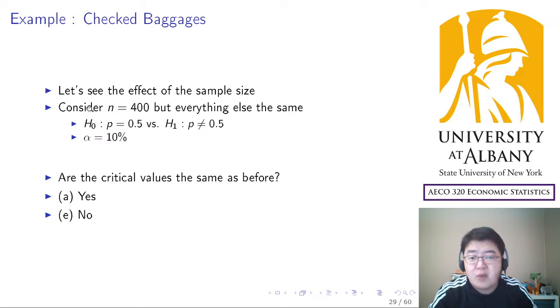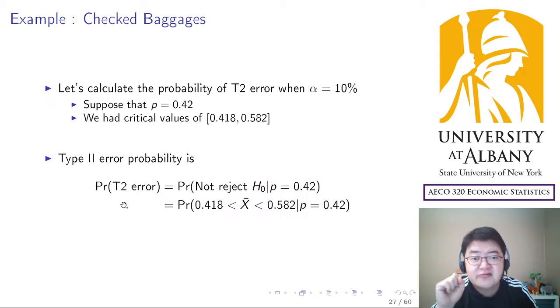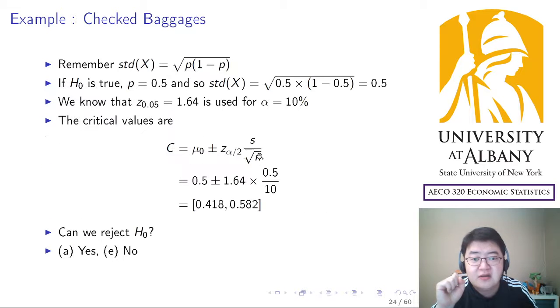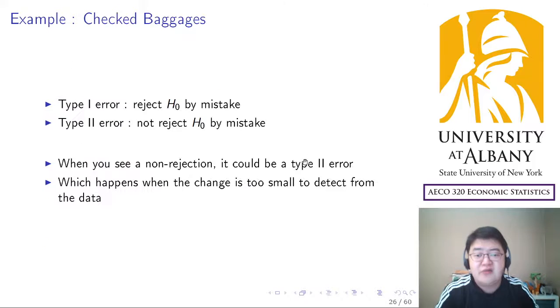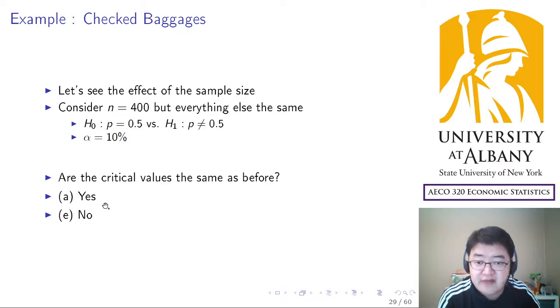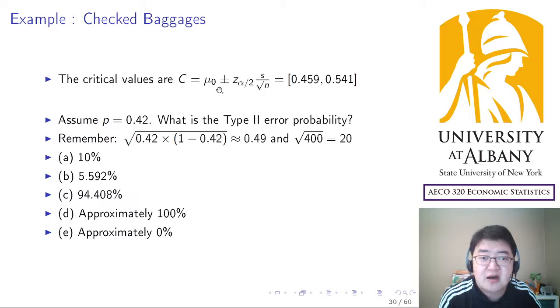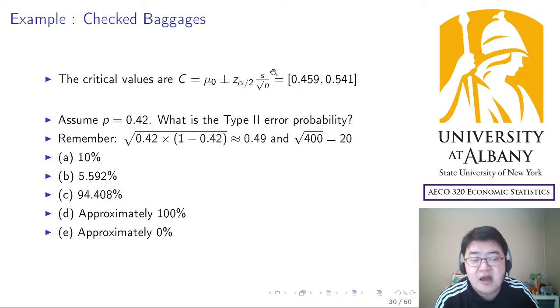And by the way, when you change the sample size, do critical values change? 3, 2, 1. Of course, the answer is yes, because critical values have sample size in its formula. So obviously, you have to recalculate the critical values. Critical values are given by this.